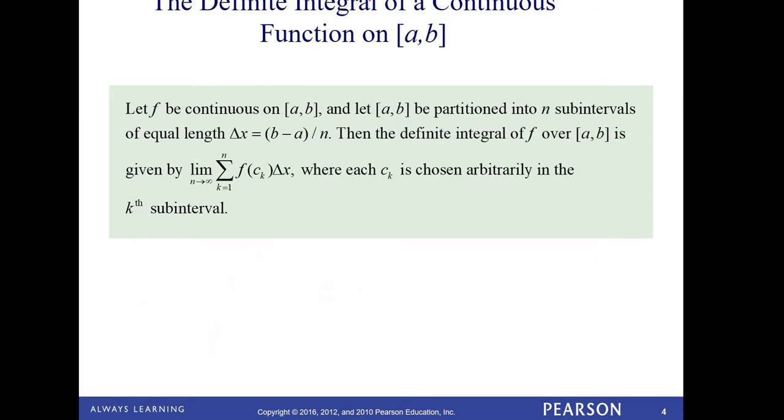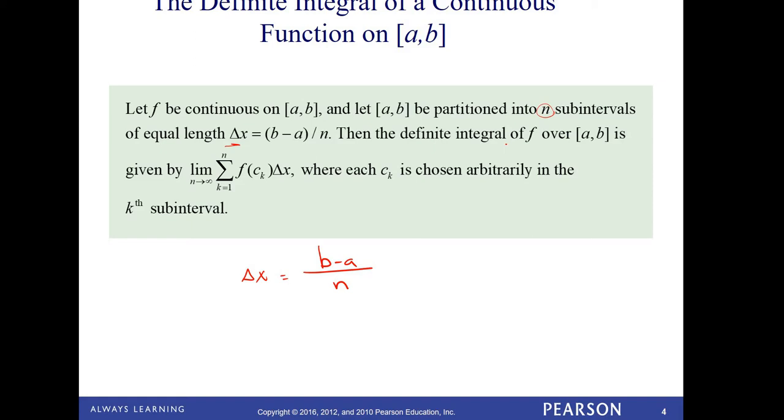Sorry, that's a little bit off the screen. The definite integral of a continuous function on [a, b]. So let f be continuous on [a, b]. We already said that that means that the integral exists. And let [a, b] be partitioned into n subintervals of equal length called delta x. So in other words, delta x is going to be the distance from a to b divided by the number of intervals we want.